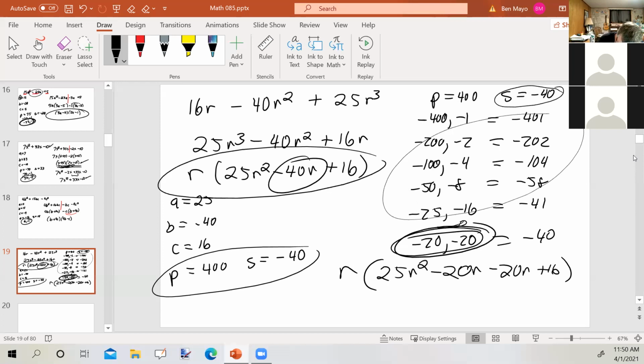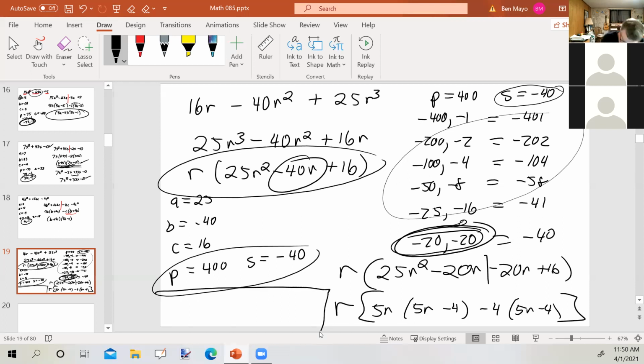Using factoring by grouping, r, I'm going to switch to parentheses. Let's see, 5r, and then I'm going to have a 5r minus 4. So this is going to be a 5r minus 4 and a minus 4 outside. Okay. Well, I've run out of room, but I think I can get the answer to fit right over here. So I'm going to have r times 5r minus 4, but my leftovers are also 5r minus 4. So there's my final answer.